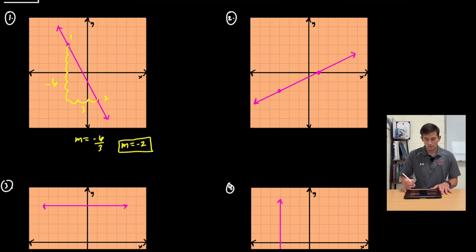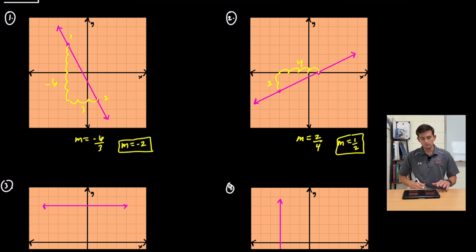Okay, number 2 should be a positive slope because you see how we're going uphill from left to right. So I'm going to go up 1, 2, and then right 1, 2, 3, 4. So now both of those were positive numbers, so that's 2 over 4. And just like we did on number 1, we can reduce the slope by saying that is 1 over 2 or 1/2.